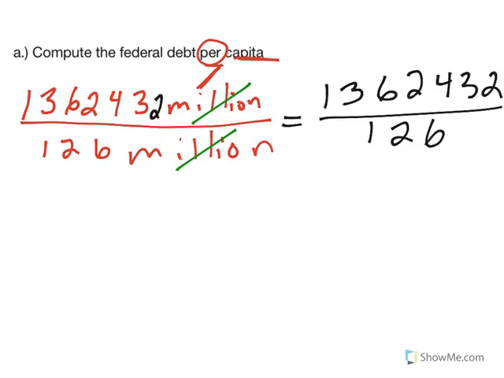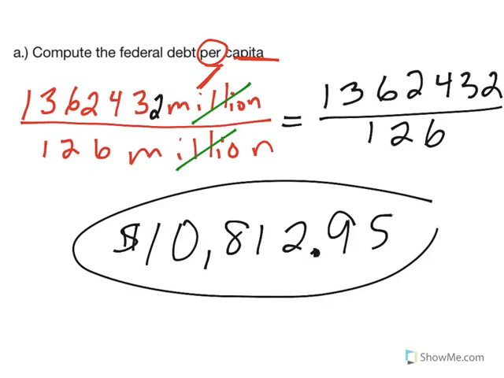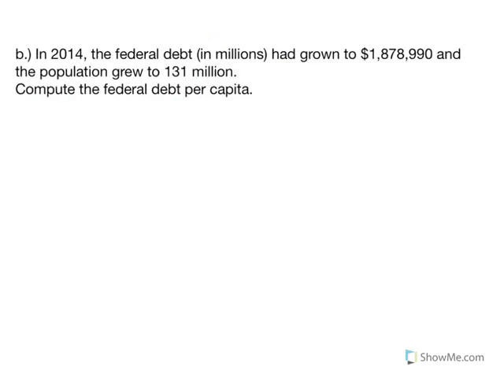Divided by 126. So when I divide those, I end up with $10,812.95. So in 2010, the federal debt per capita for this small island country is $10,812.95. Then 4 years go by and you're in 2014.